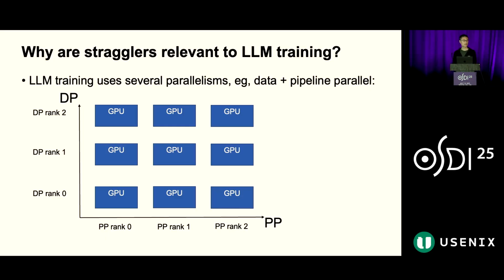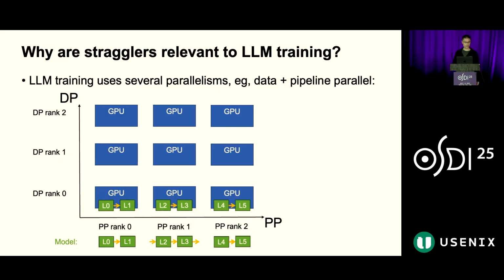But why are stragglers also relevant to LLM training? Because this kind of training uses several parallelism strategies together. Here shows an example of data and pipeline parallelism, where all GPUs are arranged in this 2D mesh, and every GPU gets assigned one DP and PP rank. Along the PP dimension, the model is partitioned into multiple parts, and one PP rank gets assigned one part. And along the DP dimension, the same partitioning is replicated to all the DP ranks.